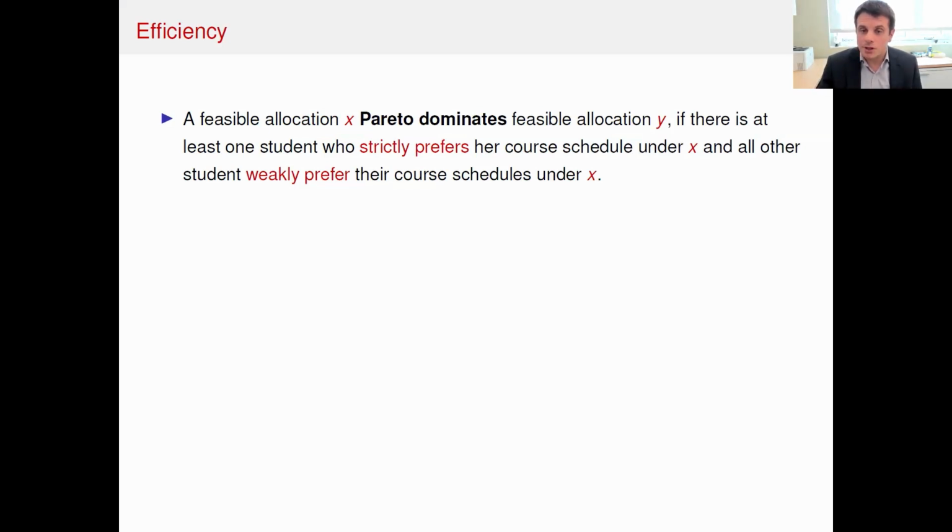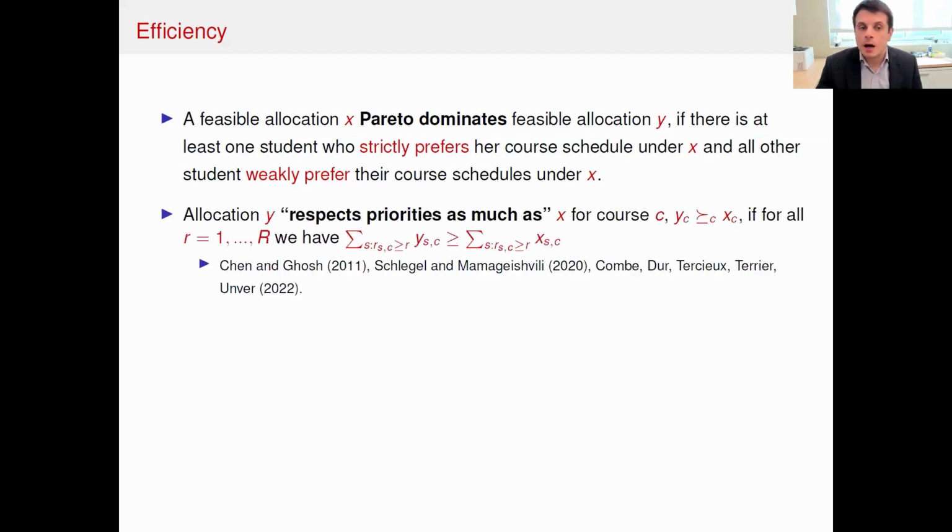Now we also want to talk about efficiency. A feasible allocation Pareto dominates another feasible allocation if there is at least one student who strictly prefers the new course schedule and all other students weakly prefer it. However, in our case, we have this priority constraint. Somehow we need to respect it. In general, there is a well-known trade-off between efficiency and stability. So we really want to go for constrained efficiency. But whenever we keep priorities, we need a notion of what it means to keep priority. Priority is over individual students, and we want to have some notion of a priority of a group of students.